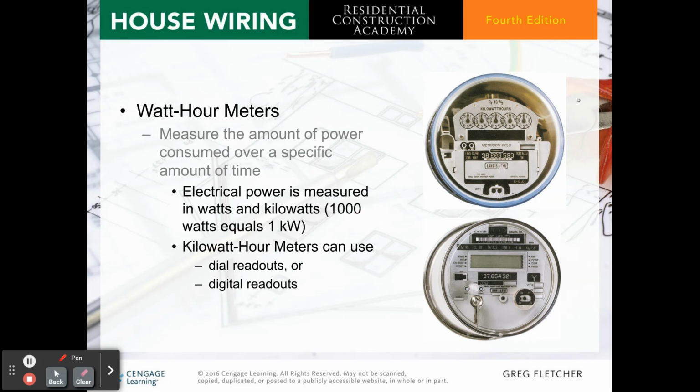Watt-hour meters, you've probably seen these outside of your house. They measure the amount of power consumed over a specific amount of time. Electrical power is measured in watts and kilowatts. 1,000 watts equals 1 kilowatt. Kilowatt-hour meters can use digital readouts or dial readouts.